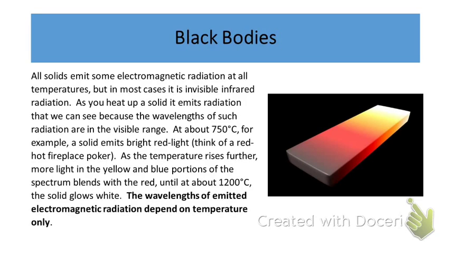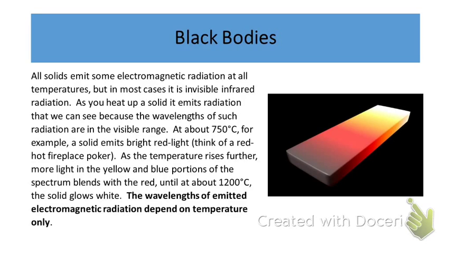But emitted light is different. Emitted light is light that is actually being emitted by atoms or molecules in a material. And so emitted light is another way in which we can see color. Let's give you an example.